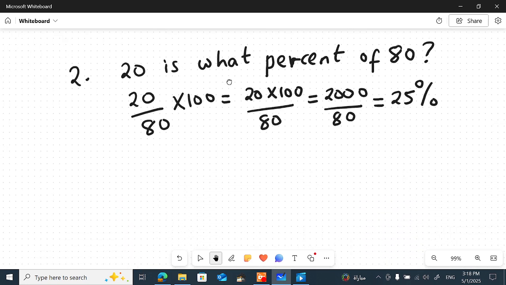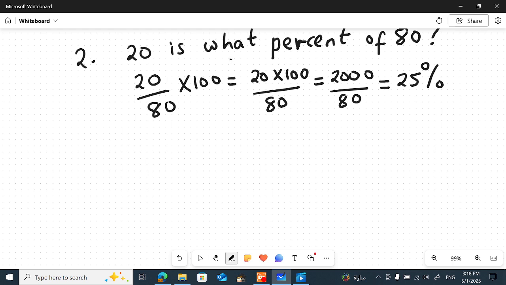The third scenario, scenario number 3, is when you are supposed to find the original number. For example, you are told 20 is 25% of which number? Which number means you're supposed to find the original number. It's 25% of which number?